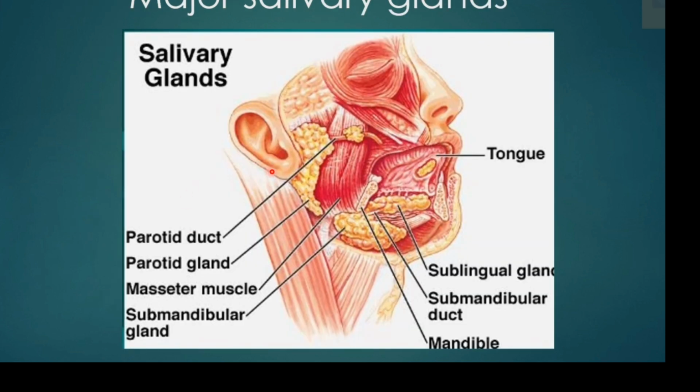This diagram shows the anatomical position of the major salivary glands. You can see this is the parotid gland, located below and in front of the ear. Then the submandibular gland is present in the floor of the mouth, just close to the mandible. This gland is also called the submaxillary gland, because some British anatomists also called the mandible the submaxilla. Anterior to the submandibular gland is the sublingual gland, which is also present in the floor of the mouth.